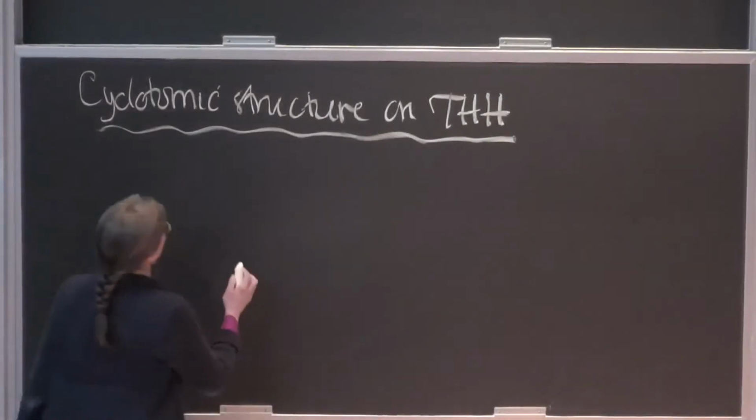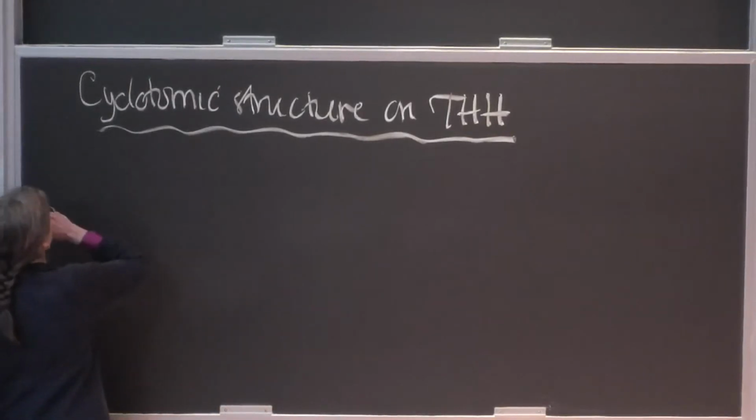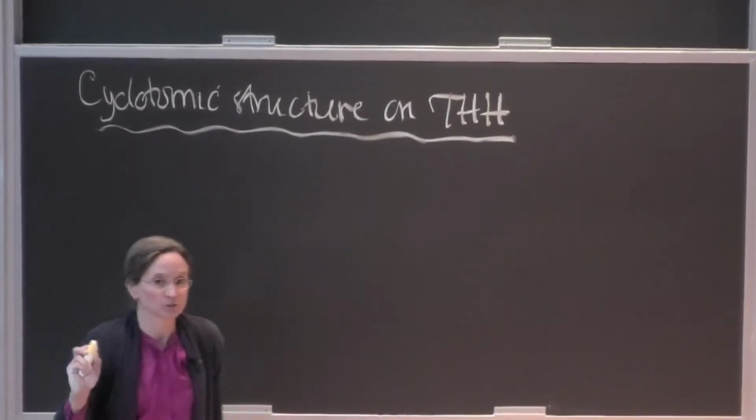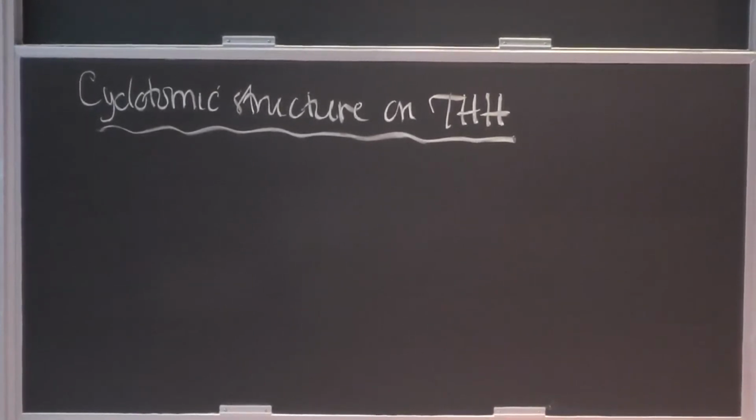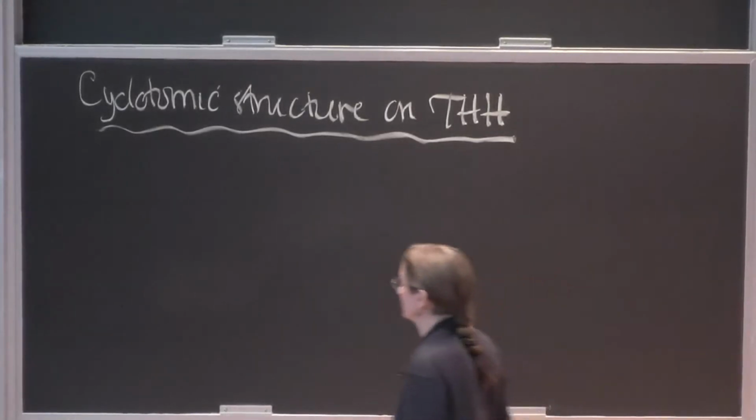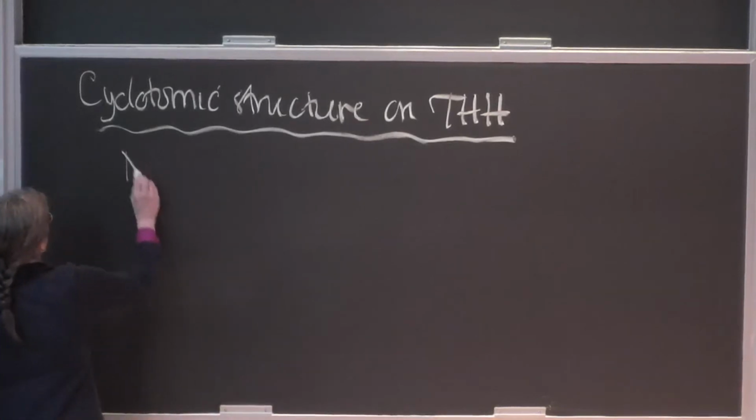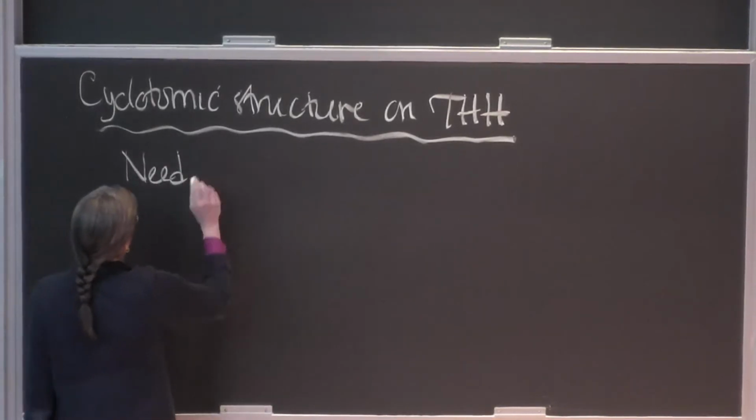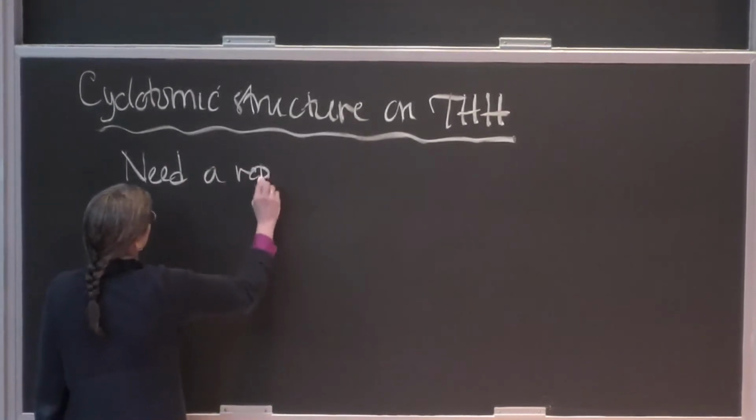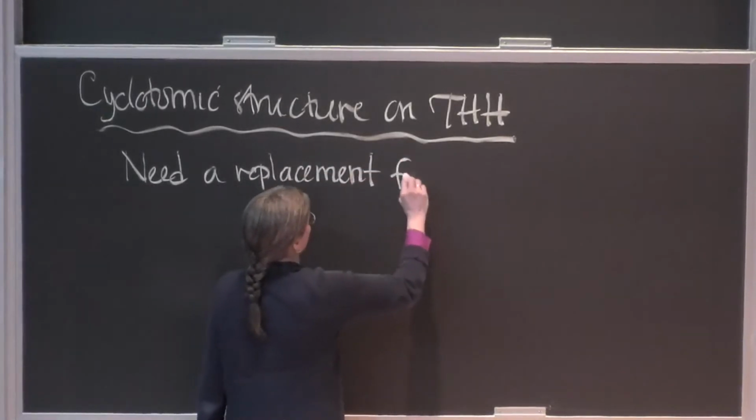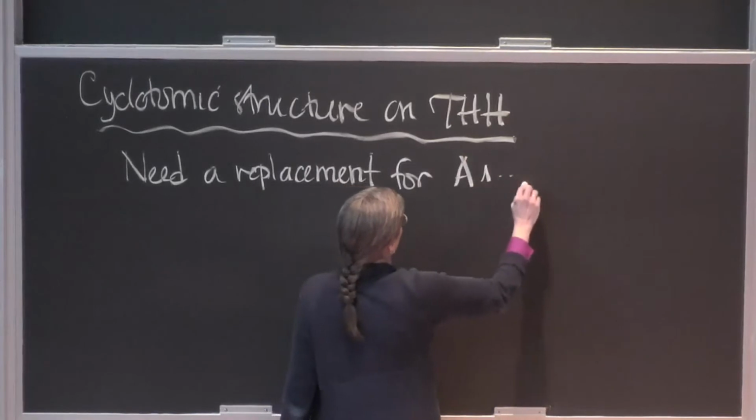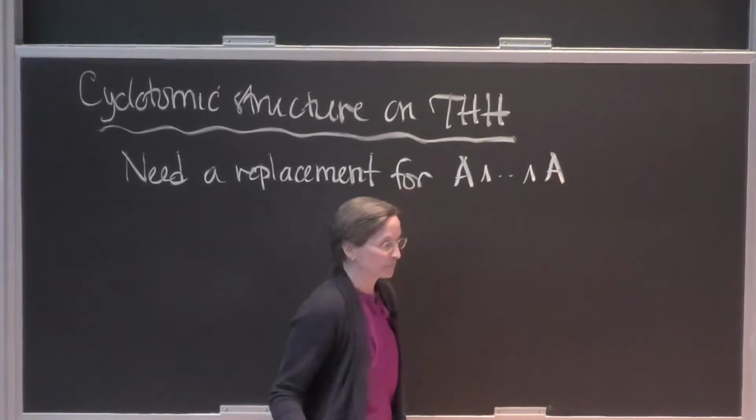Okay, so as I mentioned briefly once, we can't just take the THH that we would get by looking at the simplicial construction that I gave before and just taking a geometric realization. We need to be a little bit more sophisticated. So we need a replacement for sort of the iterated smash product.